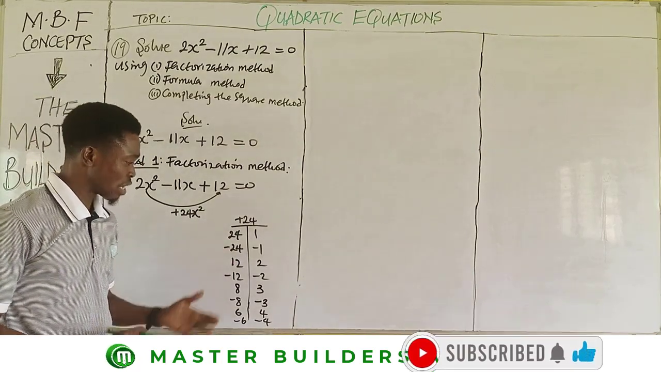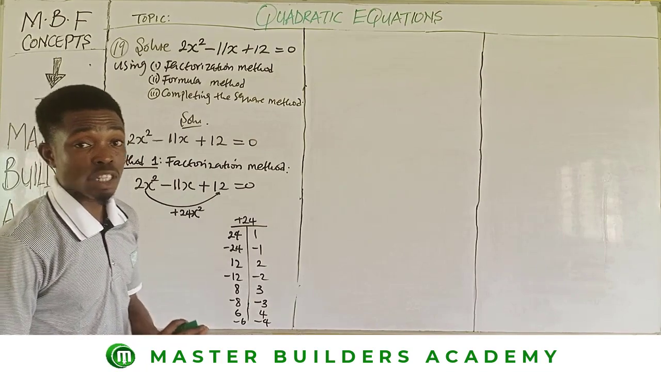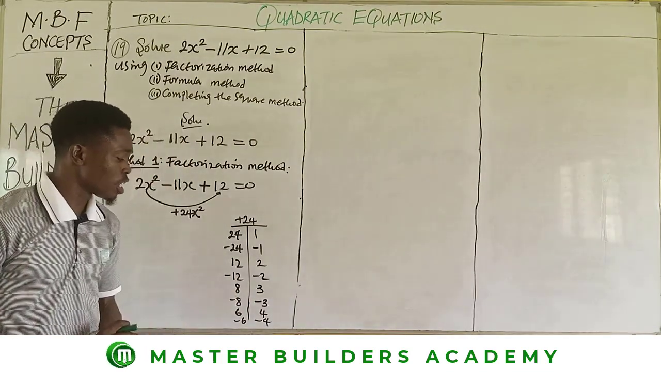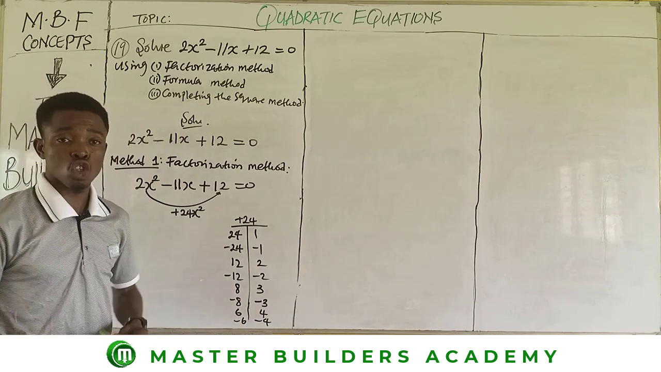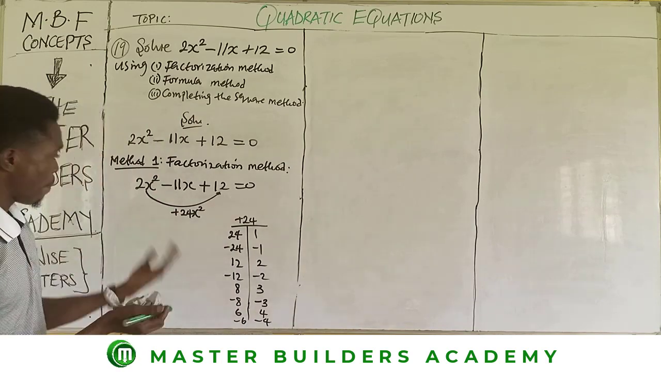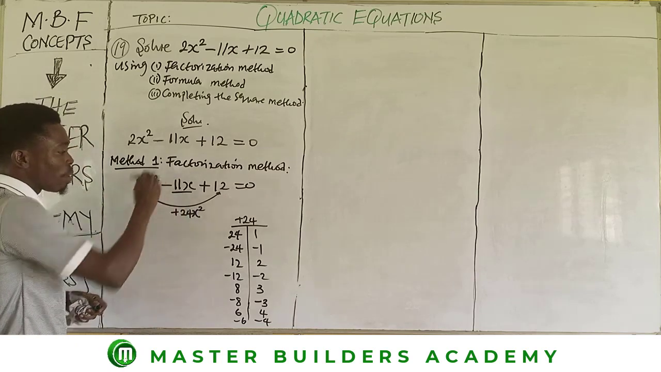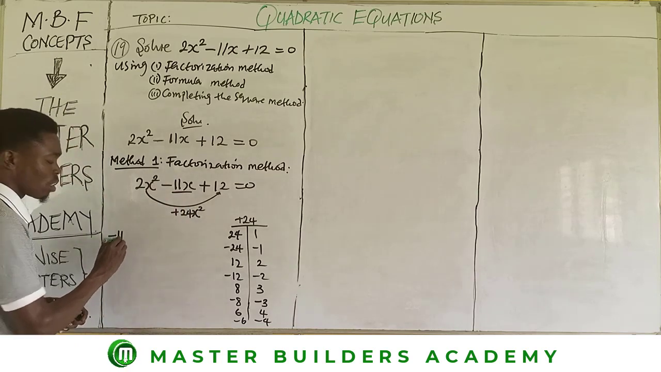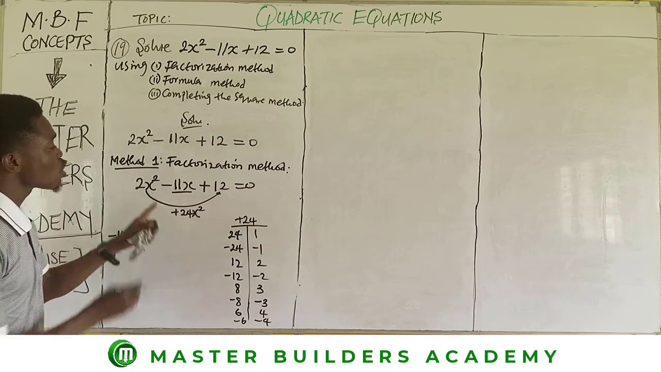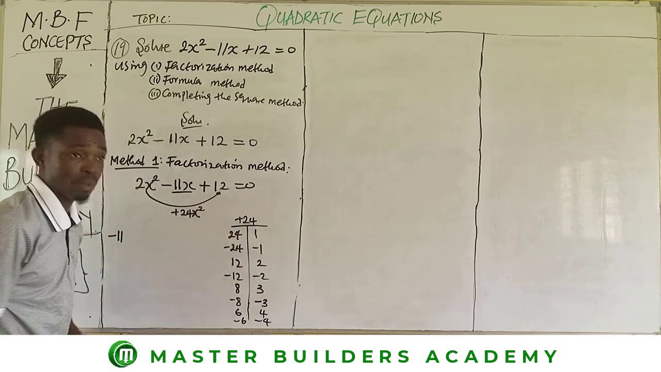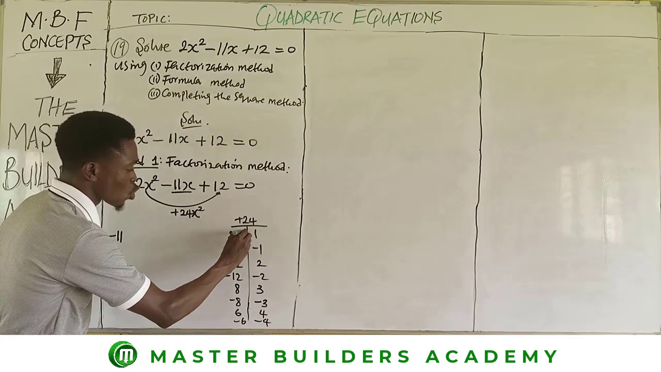Among all of these factors that we have here, only one of these factors is suitable for this particular question. And which of them is suitable? The one whose sum will give us the middle term. Now when we come here and check the middle term, the coefficient of the middle term is minus 11. Hope you can see that, guys. So this is what controls the factor we are going to pick among all of these factors that we just have here. So all we need to do is to sum them up.